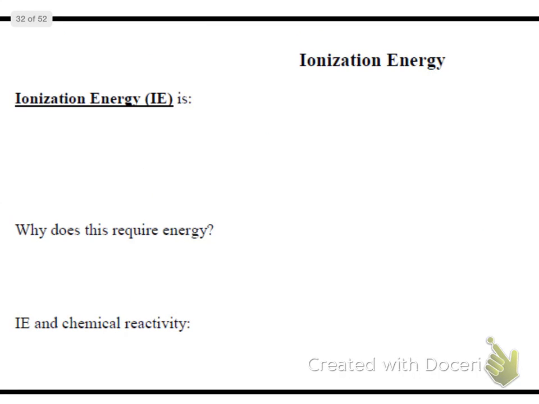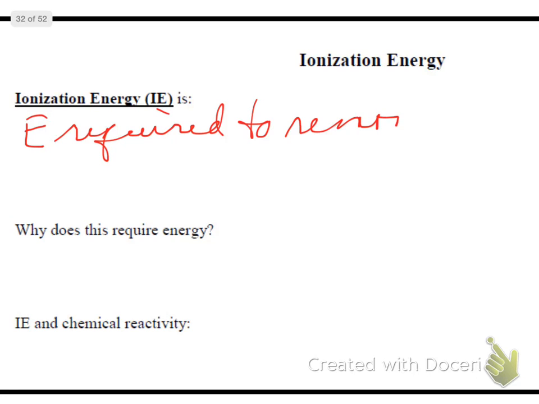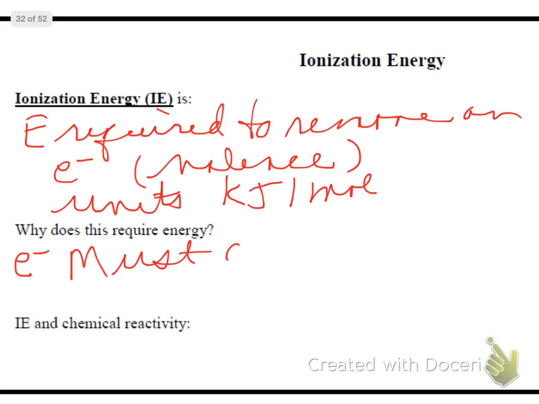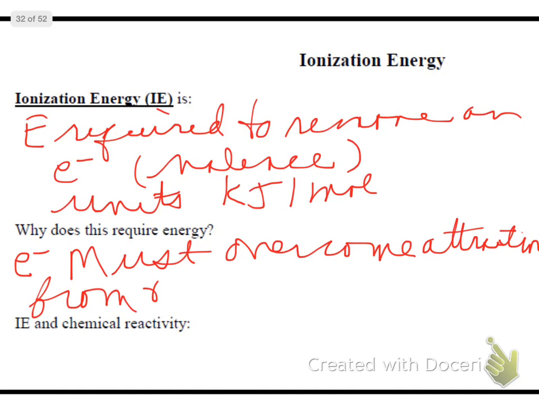Okay, so ionization energy is the energy required to remove an electron, and that's going to be a valence electron, right? It's always going to be removing an outermost electron. And usually the units of this are going to be kilojoules or kilojoules per mole. Okay. So why does this take energy? Well, the electron, pulling it off, must overcome the attraction from the nucleus. Okay?